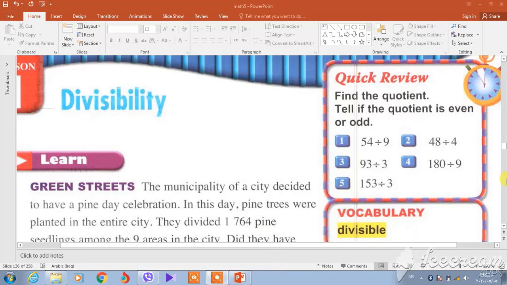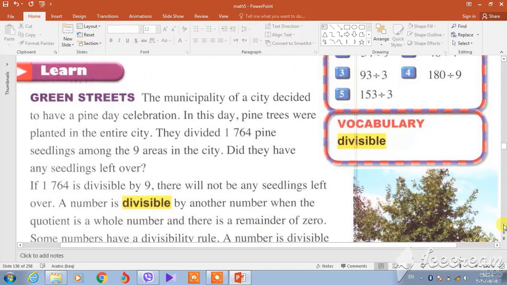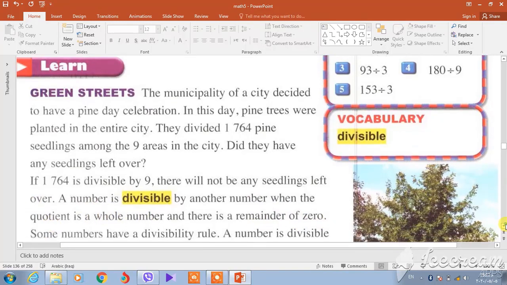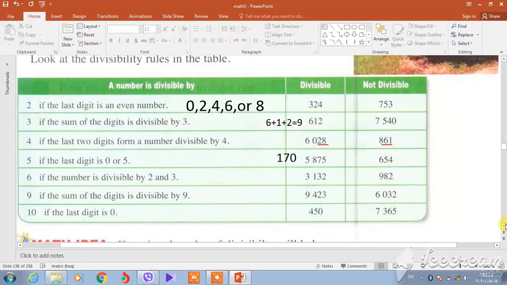What do we mean by divisibility, students? We need to know a number is divisible by another number when the quotient is a whole number and the remainder is 0. We have some rules for divisibility. Let's look at the divisibility rules. In this table we have 2, 3, 4, 5, 6, 9 and 10. How do you know the number is divisible by each one?